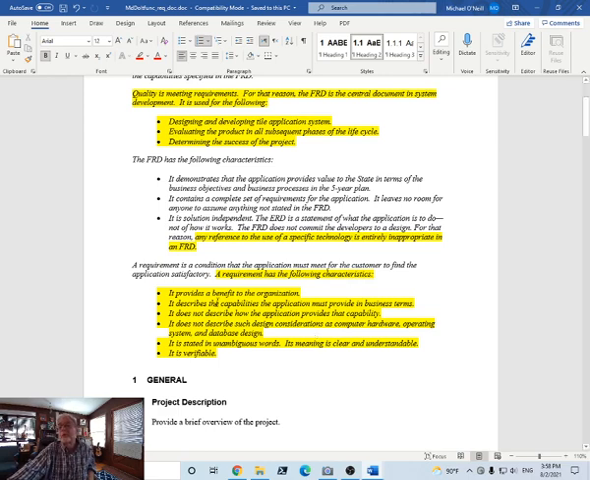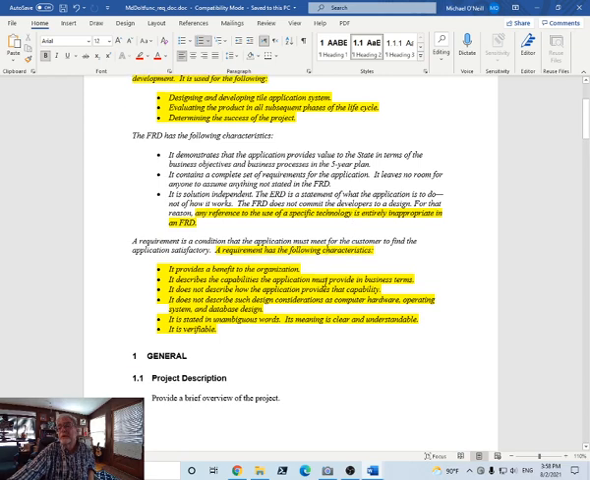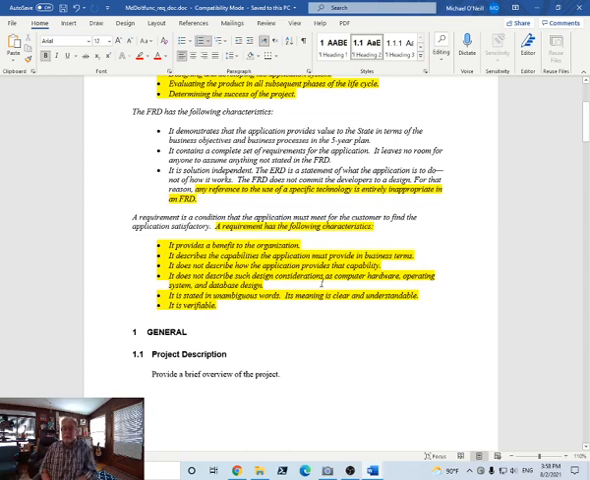Now, a quick glance back up here. Any reference to the use of a specific technology is not appropriate in a functional requirements document. I've had a lot of cases where people say, I need an Access database that... No. You need an application that does something. If it happens to be an Access database, well, that's the way it turned out.